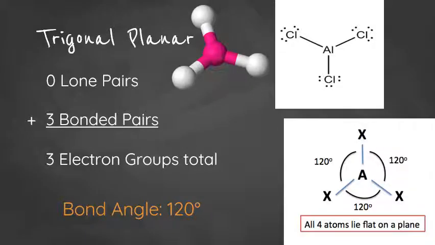And trigonal planar, just like the name suggests, is pretty much a triangle that's in a plane. In a plane means that it's flat. It's a flat molecule. It does have 3 bonded pairs for a total of 3 electron groups. If you imagine a circle cut into 3 pieces, that angle of the circle would be 120 degrees. So that's the exact angle here for a trigonal planar molecule as well.